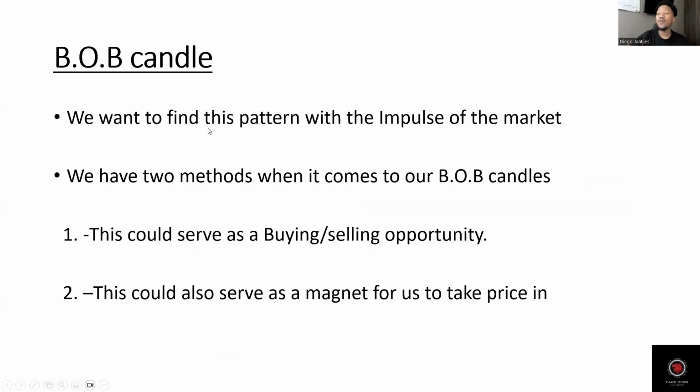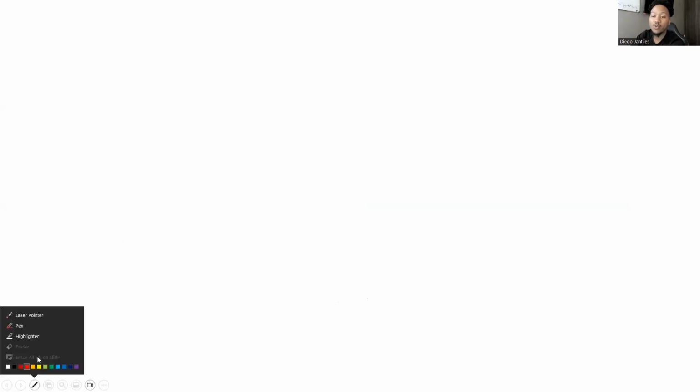Now you want to find this pattern with the impulse of the market. So with a big move in the market, this is literally where you want to find your BOB form. If we have a bear market just like this, your BOB you want to find inside your impulsive move just like that.